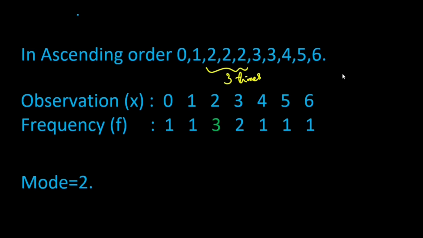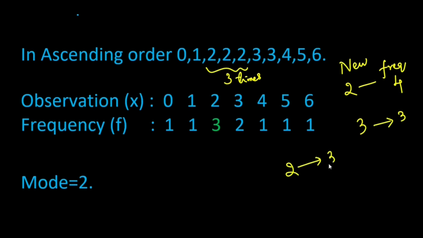If we add 2, if the new data is 2, then the frequency becomes 4. Again mode is 2 only. If we add 3, if the new data is 3, then the frequency of 3 is 3. Under that condition, the frequency of 2 is 3 and 3 is also 3. Then we will have two modes. So here, if new data is added, there may be a change of mode or there may not be a change of mode.